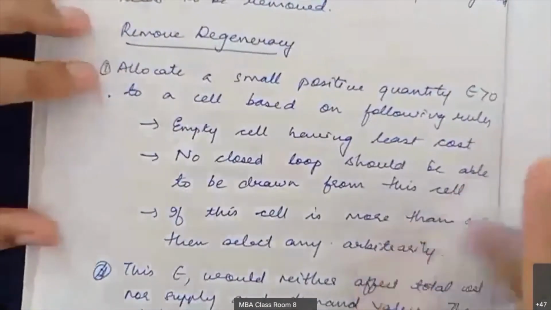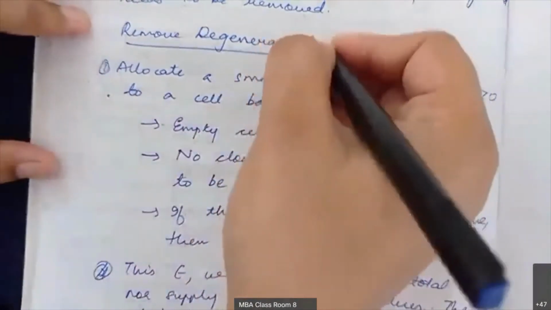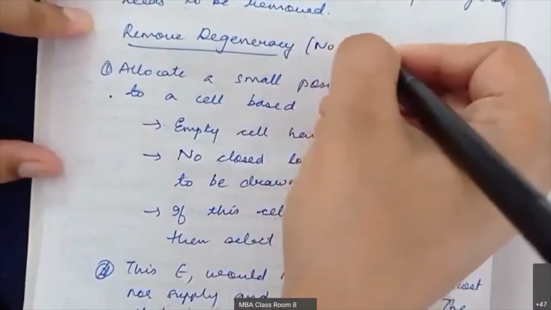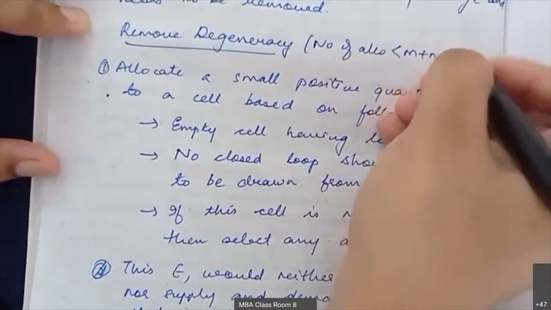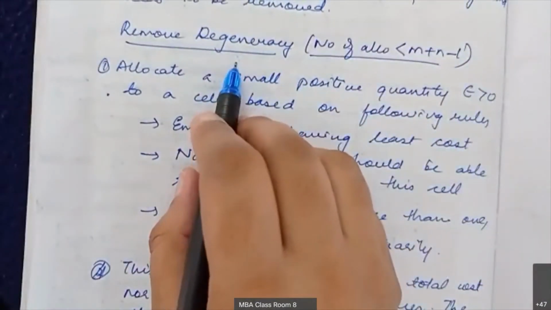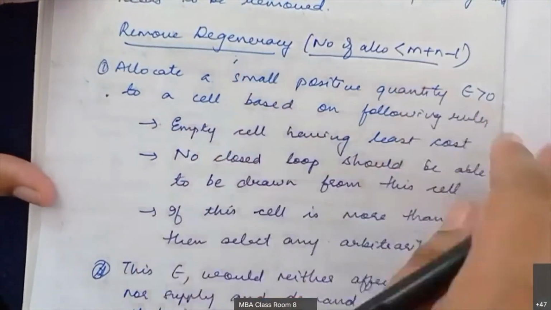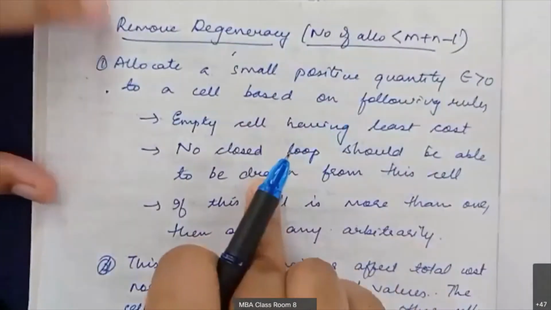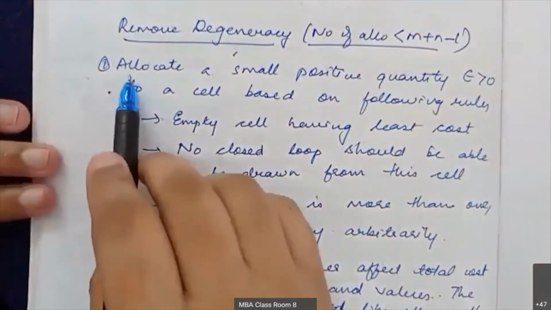See, this is how you can remove degeneracy. Degeneracy means the number of allocations is lesser than m plus n minus 1. This situation is called degeneracy. We need to remove this situation, only then can we apply the MODI method for optimality. So these are the steps you can follow to remove degeneracy.